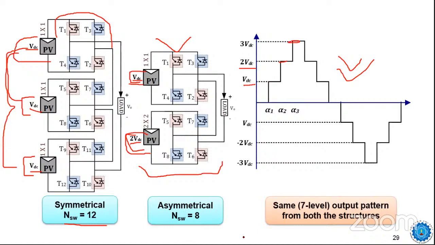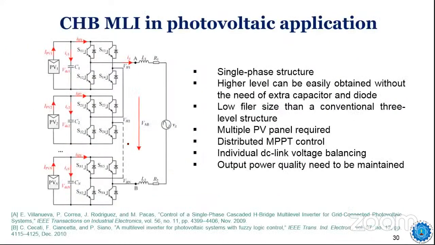So as simple as that, you are able to produce the required 7 level output using only 8 switches. One module is not required. No doubt your source rating has increased, but the number of sources has decreased. You need only 2 sources, you need only 8 switches to produce the required output. So there is a scope of reduction of the number of switches, right? You can reduce the number of switches. That is why people have developed reduced switch type multi-level inverters.